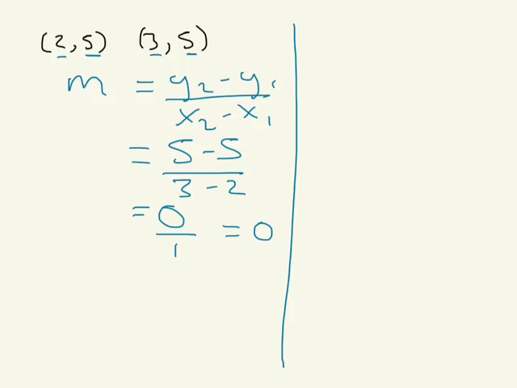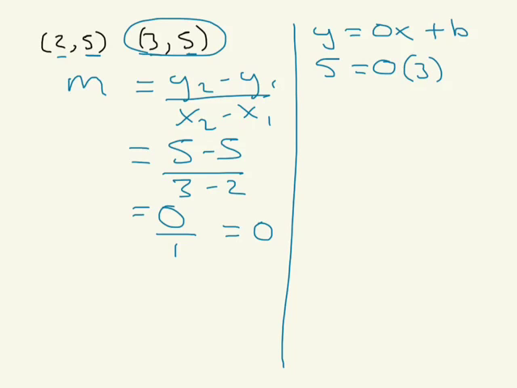So let me just divide this up. So I'm going to move up here and plug that into our y equals mx plus b equation. So we have y equals 0x plus b. Again, we're going to plug one of these original points in. I'm going to choose (3, 5) just for the heck of it. So 5 is our y. So 5 equals 0 times 3 plus b. That's going to give me 5 equals b, because 0 times 3 is 0.